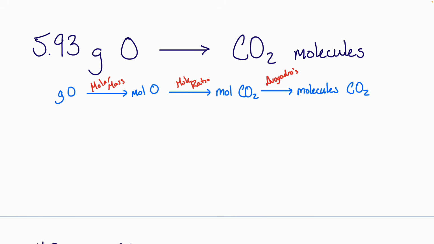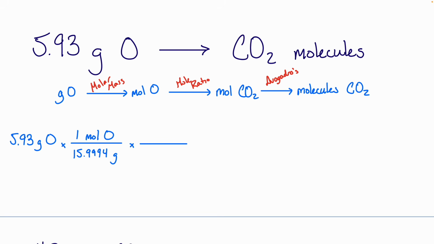All right, starting this out, we have our 5.93 grams of oxygen. I'm going to need the molar mass. The molar mass of what? Oxygen or carbon dioxide here? Just oxygen. I have grams of oxygen. I can't be dividing by grams of carbon dioxide. That's not going to cancel out. So I need that 15.9994 value I get from my periodic table. That'll allow me to convert from grams of oxygen into moles of oxygen.